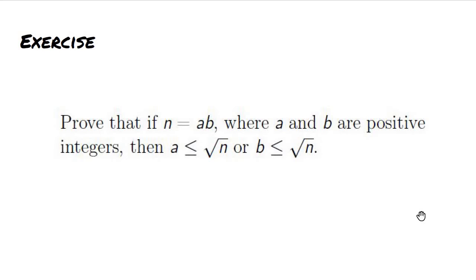So if we analyze the problem, we have the hypothesis. The hypothesis is this one: if n is equal to the product of a and b, then you have this disjunction. So a is less than or equal to the square root of n, or b is less than or equal to the square root of n. The problem with this is, if this is a disjunction, there are three possible cases where this statement is true.